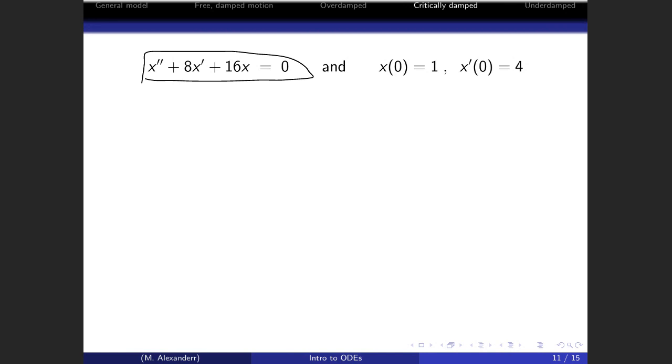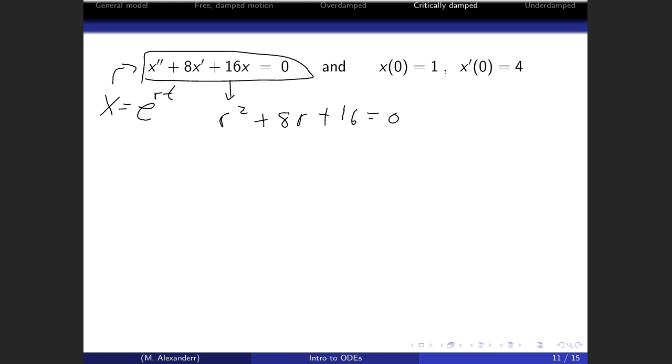Okay. I've rewritten here on the very top the differential equation, so let's focus on this. Let's just do the work as before. We assume that the solution is an exponential function, plug this into the differential equation, and out comes your auxiliary equation: r squared plus 8r plus 16 is equal to 0.